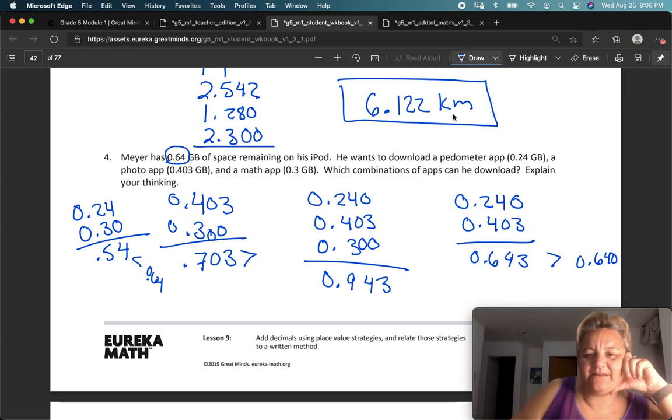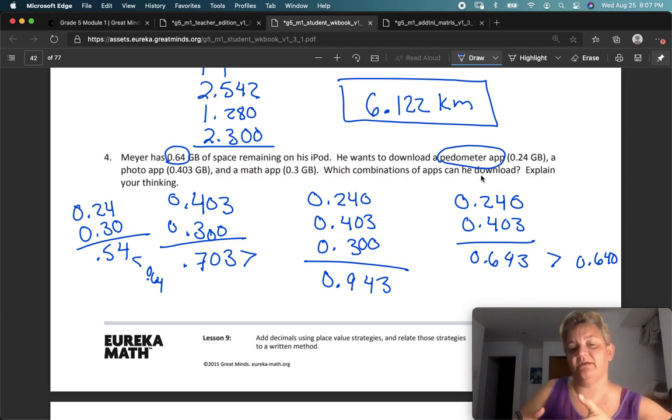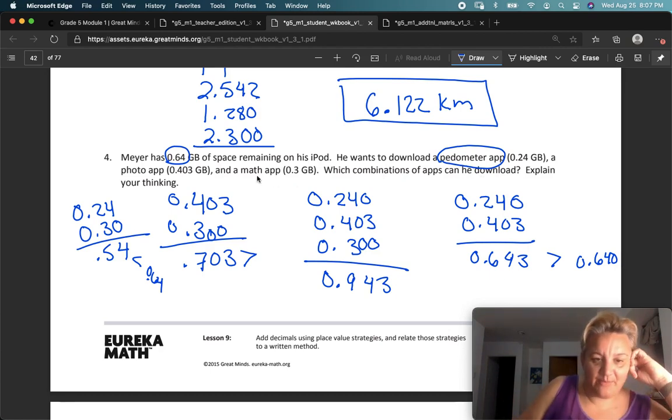Now remember what I said earlier in an earlier lesson? Pedometer, ped meaning feet, and meter meaning measure. So feet measure, that's how far you walked. Okay, so if you have your phone and you want to put a walking app, that would be a pedometer. Okay, and a math app, which you should all have, so you can practice your math at home. So he can put those 2.